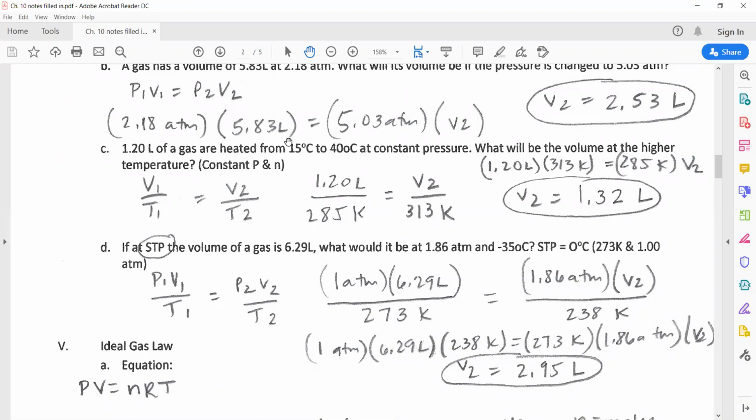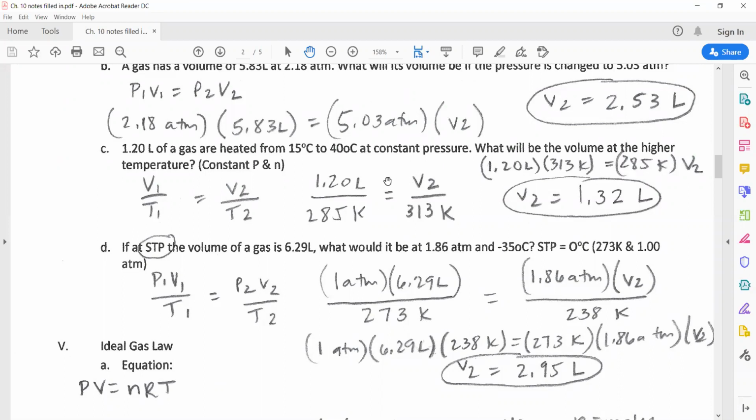And then I remember that temperature has to be in Kelvin. As a reminder, you'll add 273, so 15 turns into 288, because 273 plus 15 should be 288 right here. So we've converted it to Kelvin. I just made a mistake right there. And then 40 degrees Celsius plus 273 does give us 313. So we change them both to Kelvin. And then we take our original volume, which is 1.20 liters, and then we find V2.